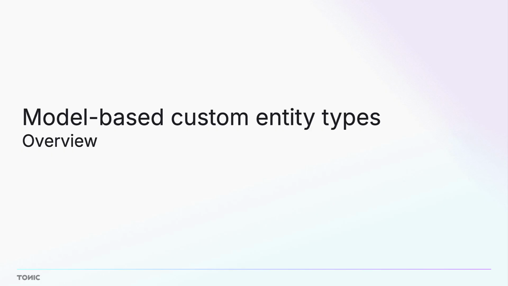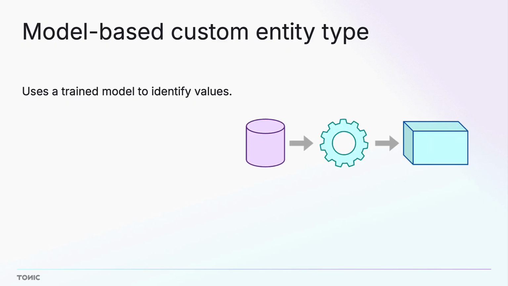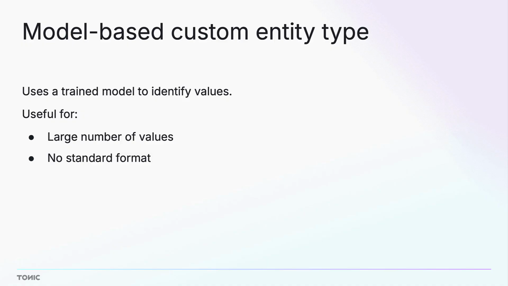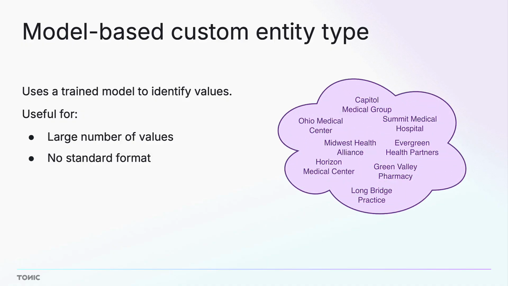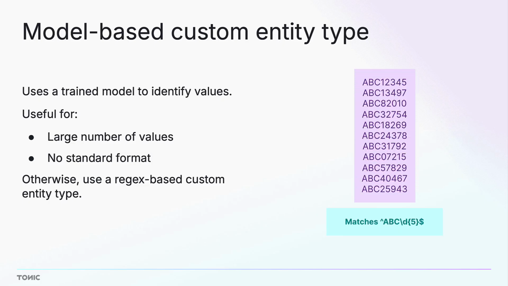This video provides a quick overview of model-based custom entity types and how you set them up. When you create a model-based entity type, you train a model to identify the entity type values. Model-based entity types are useful when there are a large number of possible values that do not have a standard format. For custom entity types that have fewer or more standardized values, you can create a regex-based entity type.